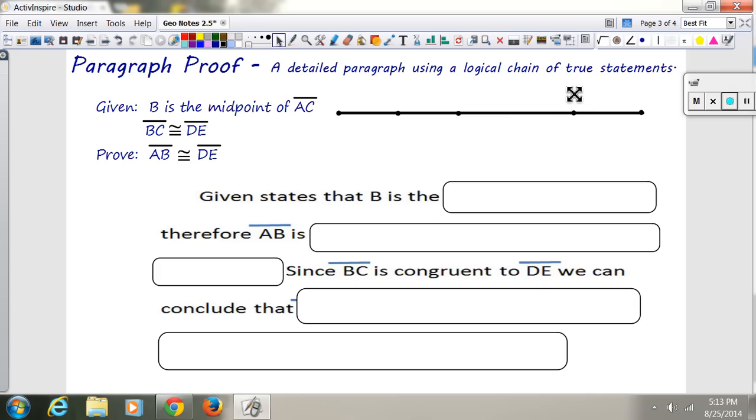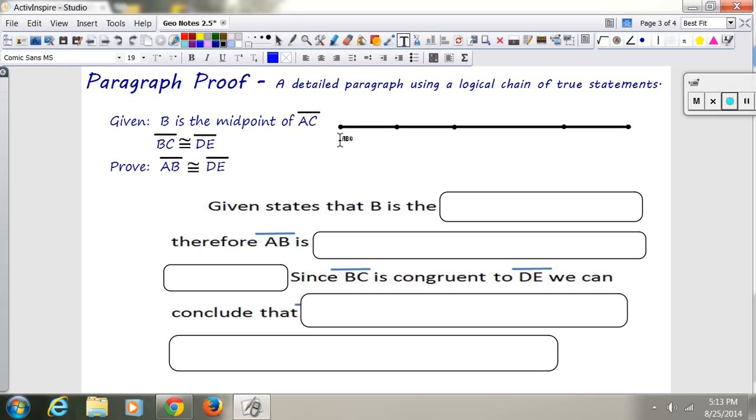Doesn't have to look exactly like this, but it's something close. What we have is A and we have C over here. And it tells us in the given statement that B is the midpoint of AC. So this B is right between these two. And that BC is going to equal DE.